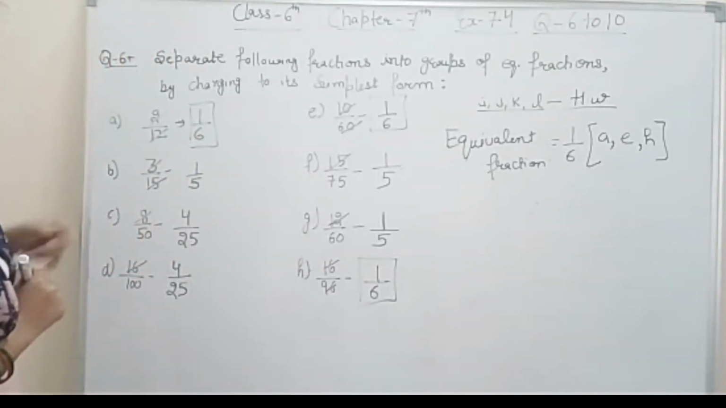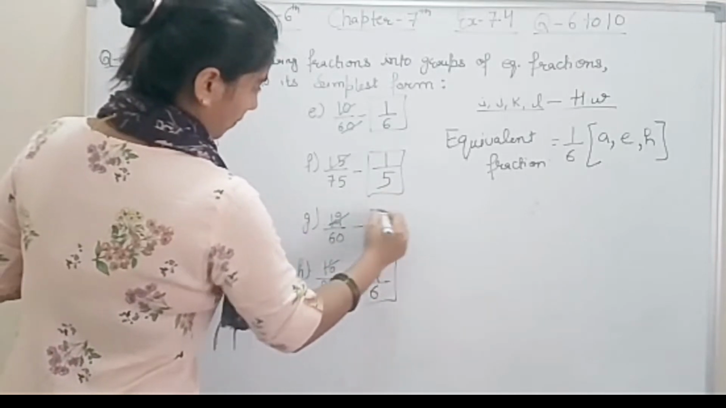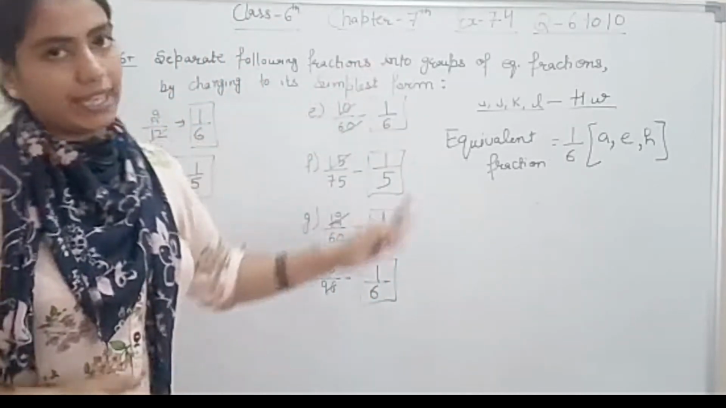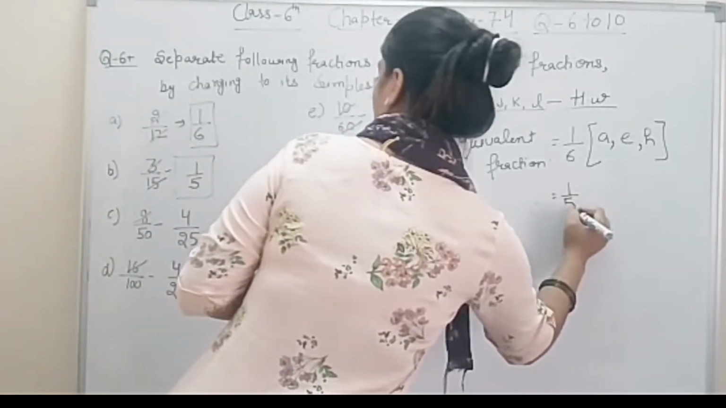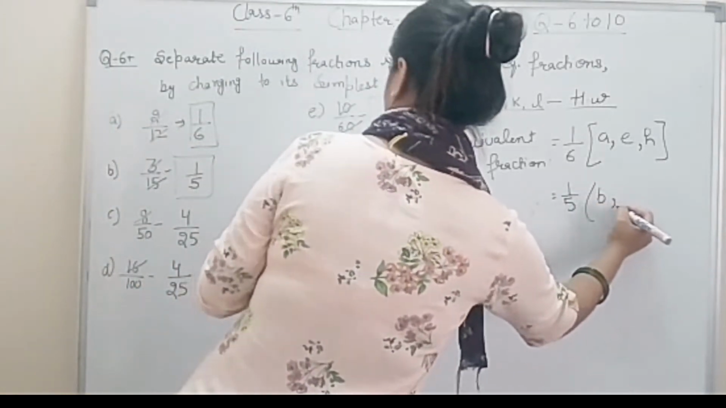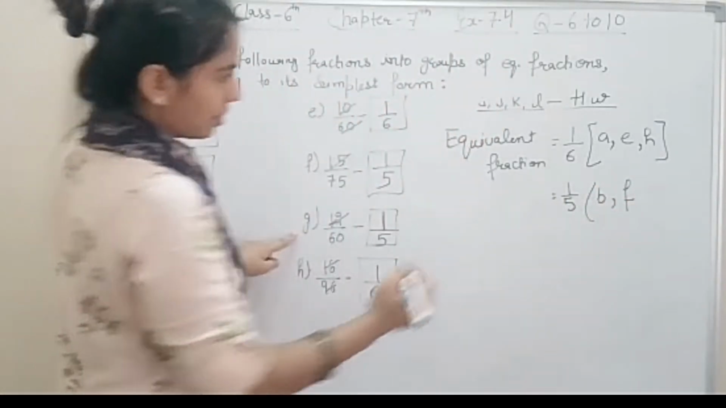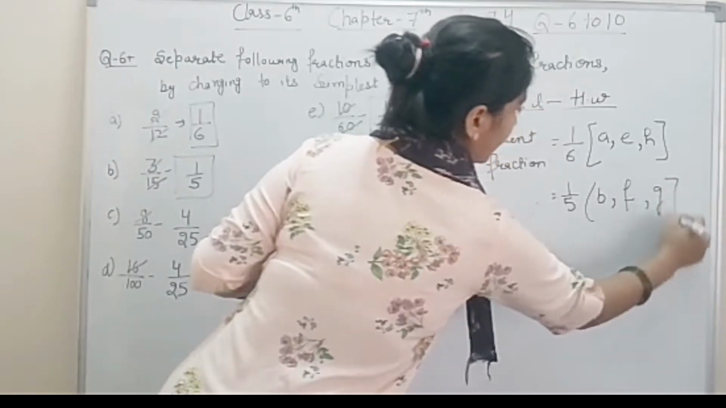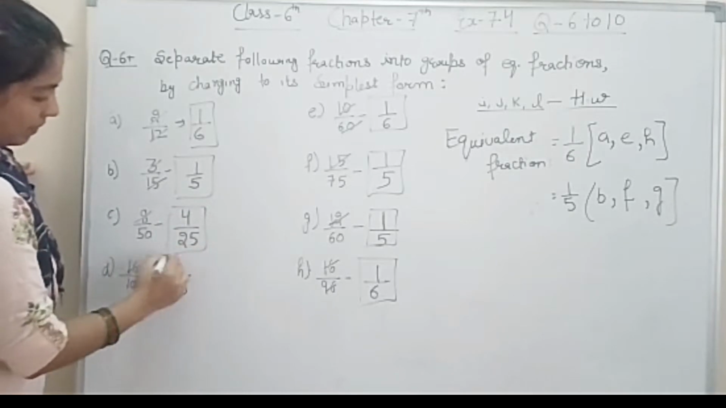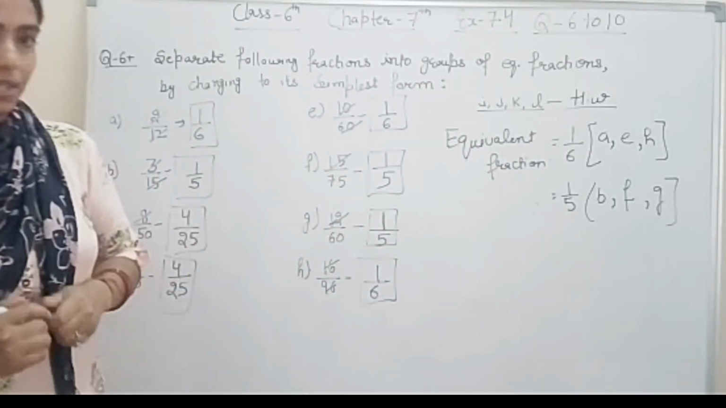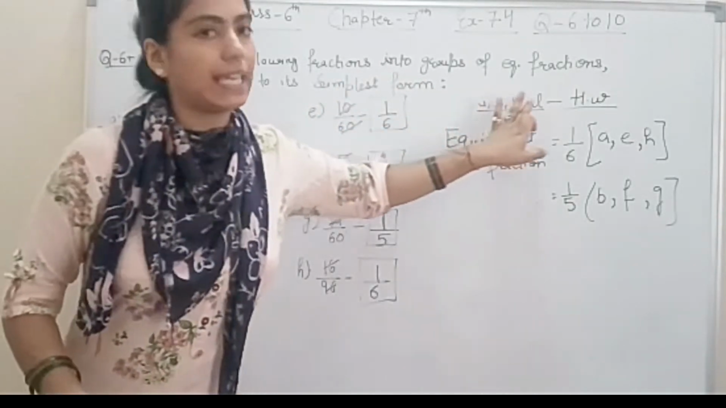Okay. Now coming to the next, 1 by 5, 1 by 5, and then 1 by 5. If there may be any in I, J, K, L, that also you have to write. So the equivalent fraction for 1 by 5 is the B part, F part, and then G part. Very simple, students. And likewise, if there is one more 4 upon 25, you can write that as well. So you have to complete this question after completing the I, J, K, L part.